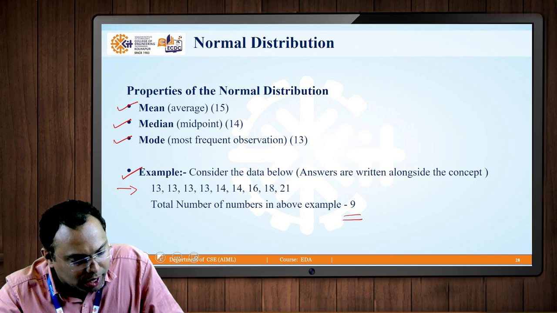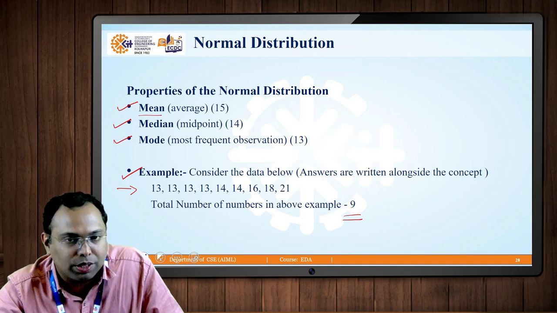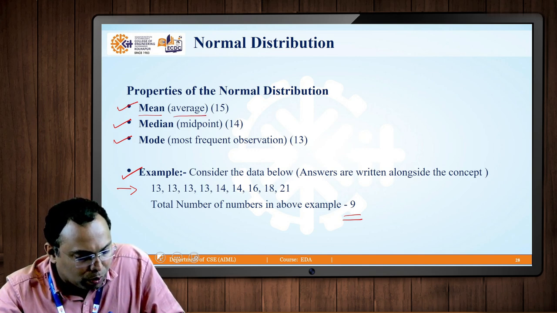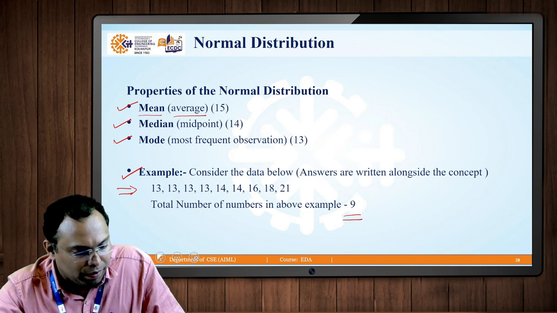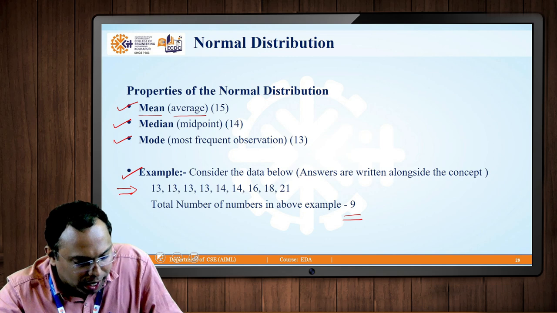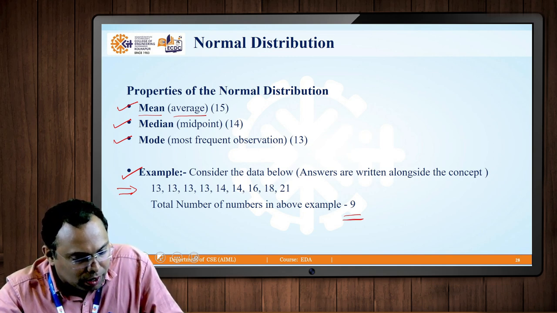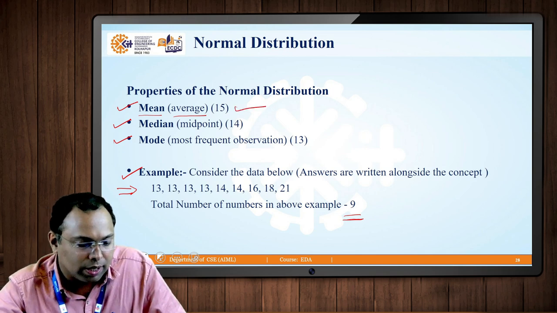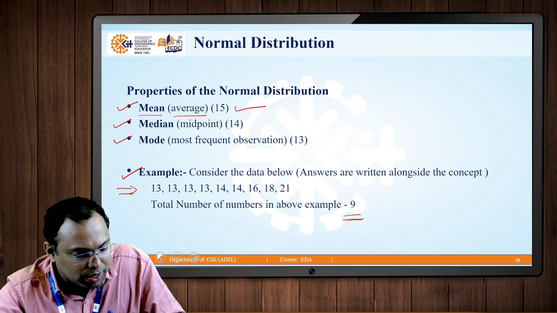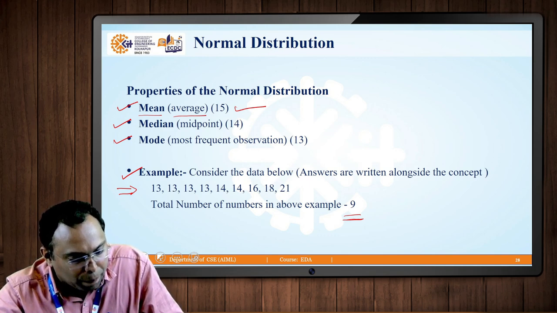Now, first of all, let's calculate the mean. In layman terms, mean can be called an average. Whatever data points we have over here, we can draw their average, and the formula is the normal one that we use. We have to sum up all of these 9 points and divide by the total number of points. If we calculate this, the answer comes to 15. So for this set of data points, we have an average or mean of 15.